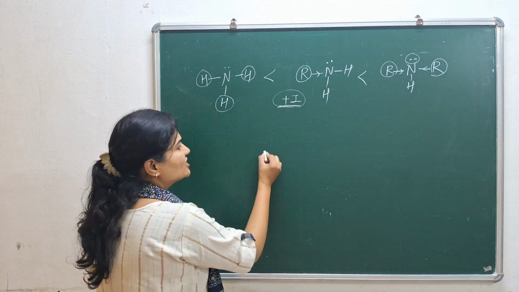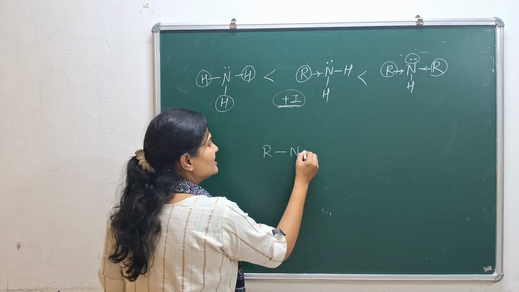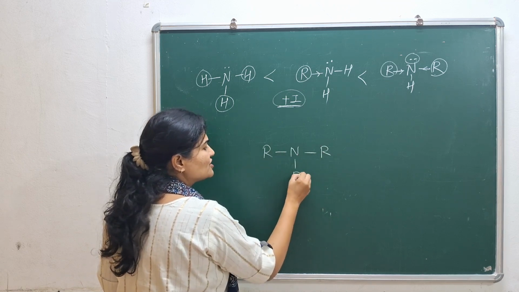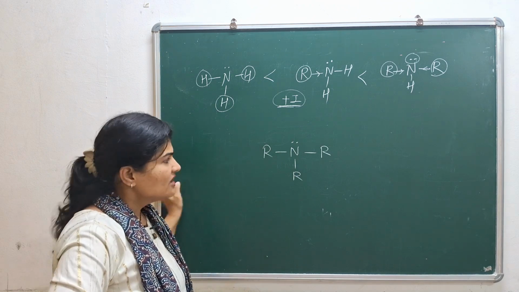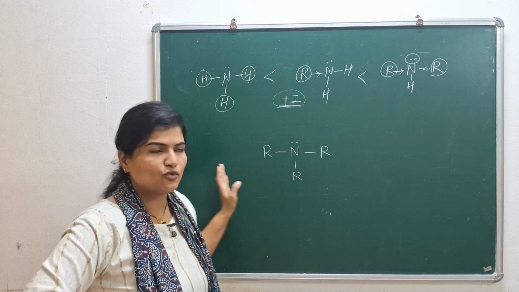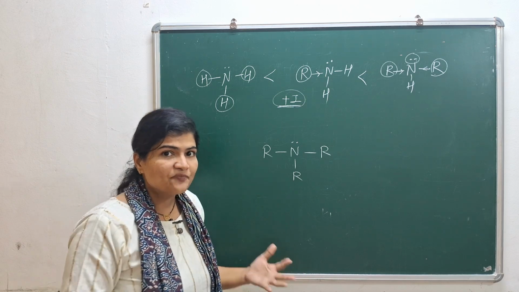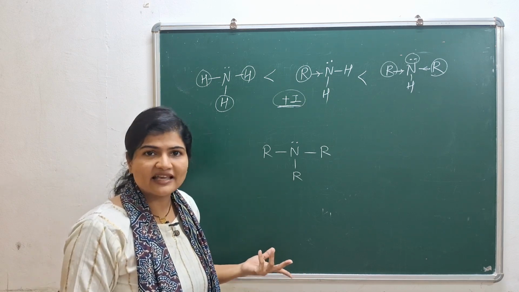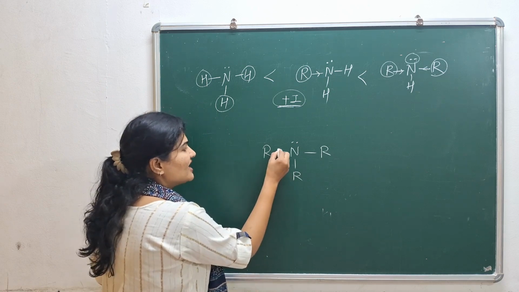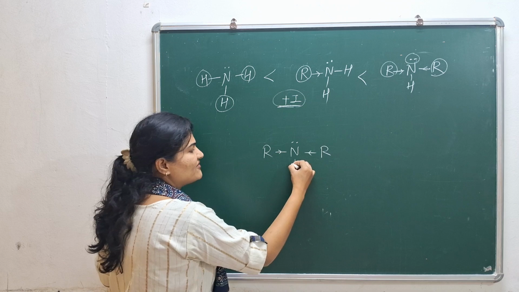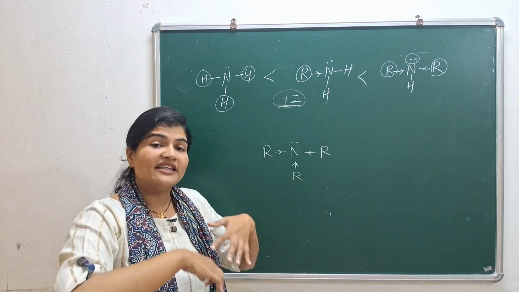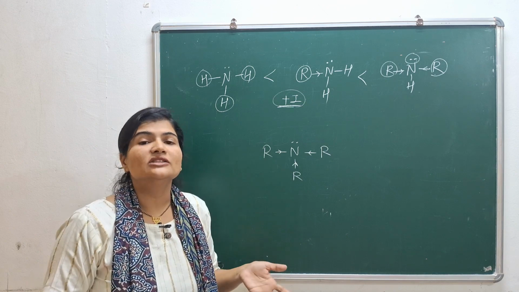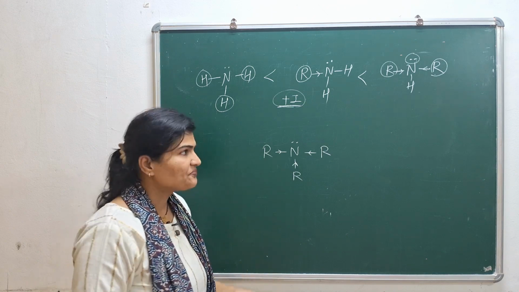Now let's look at tertiary amines. If you look at it, when all three hydrogens are replaced with alkyl groups, we get a tertiary amine. In this case, you might suppose that the three alkyl groups will exert the plus I effect, and yes, it's true, they are going to release their electrons towards nitrogen, and thereby the electron availability on nitrogen is also very high.